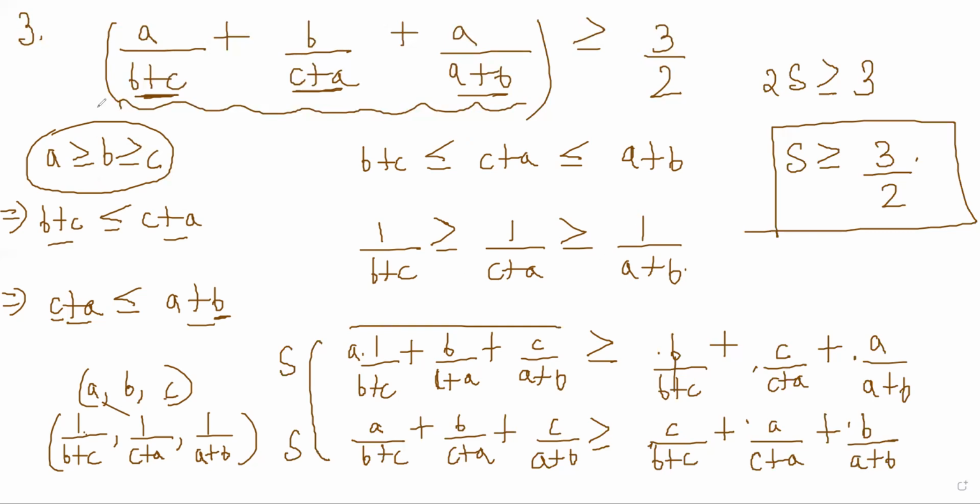We said that without loss of generality, we have A greater than B greater than C. And after that, we constructed the other sequence that we needed: 1 by B plus C, 1 by C plus A, and 1 by A plus B, right? Another question that we can prove very easily using this is, suppose ABC is greater than or equal to 1, right? Prove that A power A, B power B, C power C is greater than or equal to A power B, B power C, C power A.